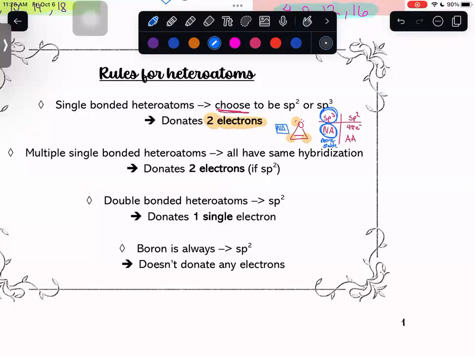You can think about that, or you can just think that we're only going to use one pair. So this is just based on the rules. Single bonded heteroatoms, like that oxygen in there, if it chooses to be sp2, that means that it's going to have some pi electrons. The number of pi electrons that it has is going to be 2. That's for the second rule, actually.